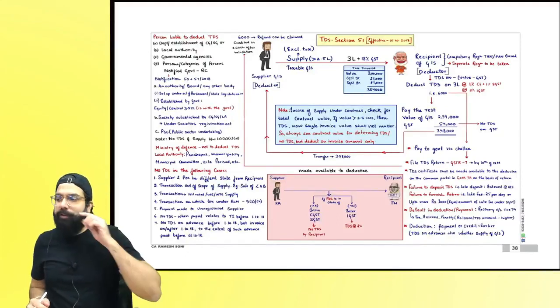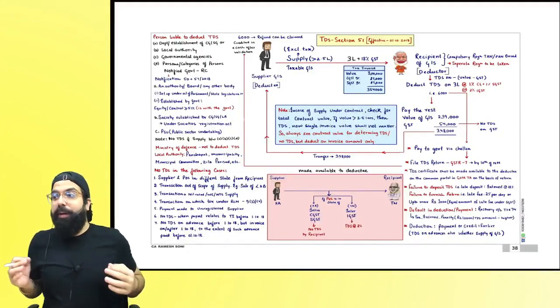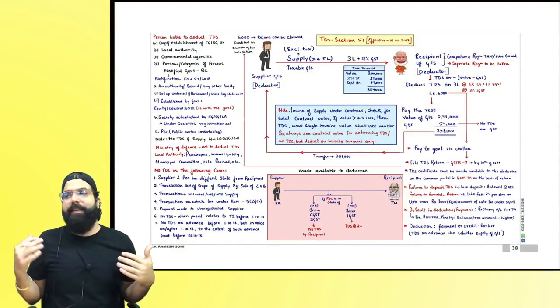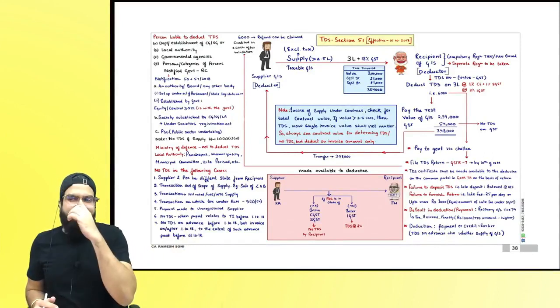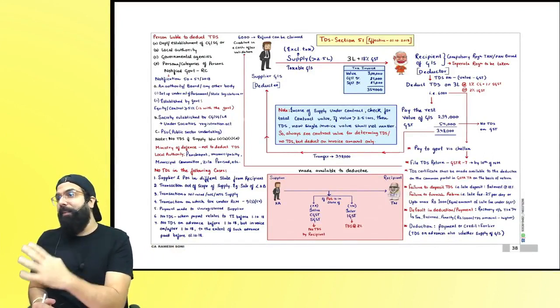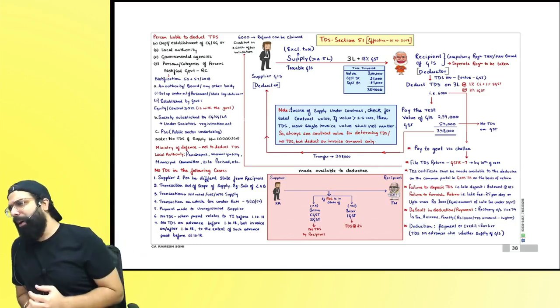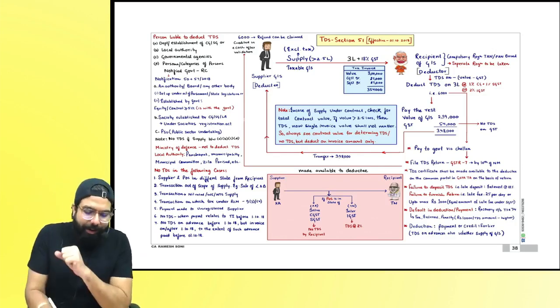Alright, people, let's go ahead and now revise the chart of TDS. Everyone, TDS as a chapter, TDS and TCS, are B graded chapters. 3 to 4 marks is the maximum which you can expect in the exam. Let's take a quick linking.